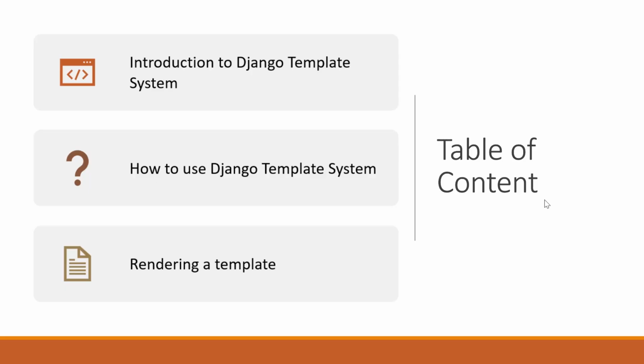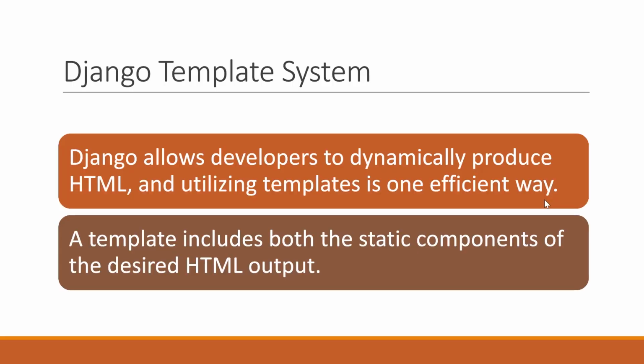So without any further delay, let's jump to the very first topic and understand what the Django template system is. Now, in the previous tutorial, we discussed how we can return a simple text as a result of a view, but it is not always efficient. There will be many instances where we need to return full HTML pages. So Django allows developers to dynamically produce HTML, and this can be done by utilizing templates. Templates are an efficient way of returning HTML.